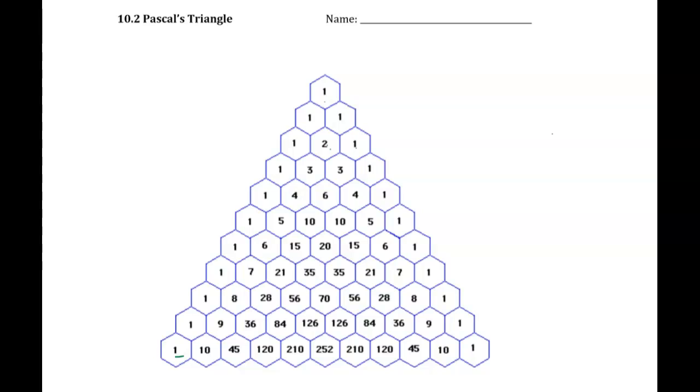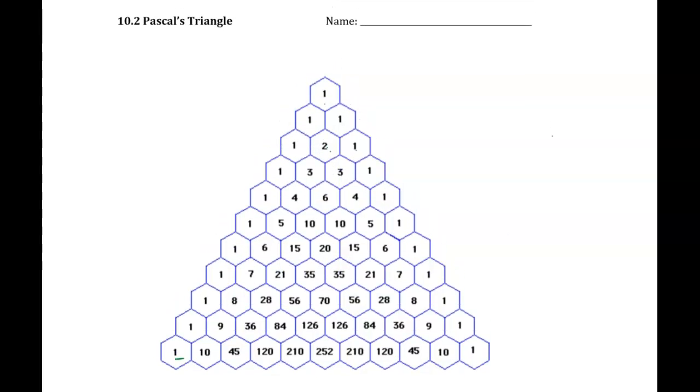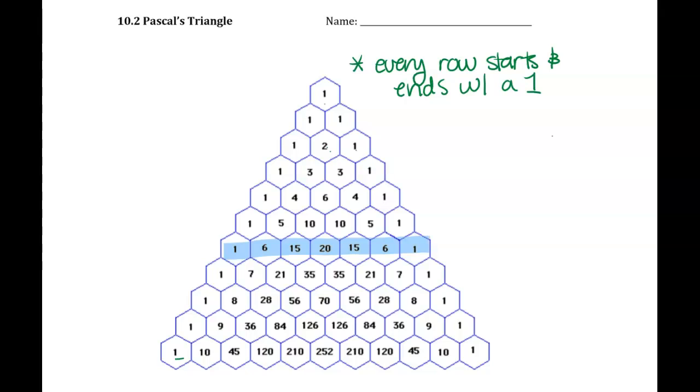So if we look at this triangle, take a moment, you can pause if you want and just look at what patterns you see. So one big thing you probably saw first is that every row starts and ends with a 1. So if you look at, let's say, this row here, 1 at the beginning, 1 at the end.